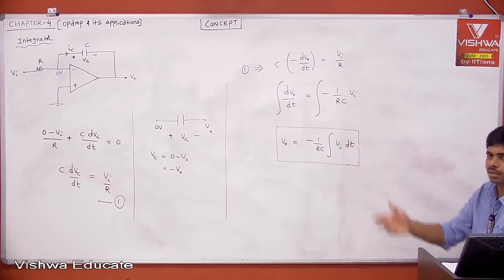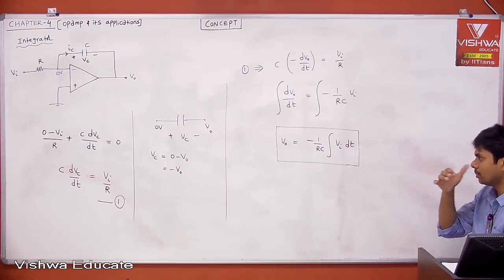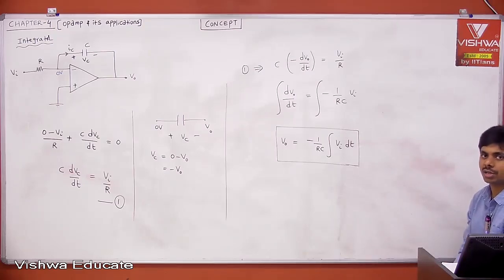It is simple, right? Some simple nodal analysis. We got the equation V0 to Vi. Similarly, we need to do this for the differentiator. First of all the passive differentiator, then the active differentiator.